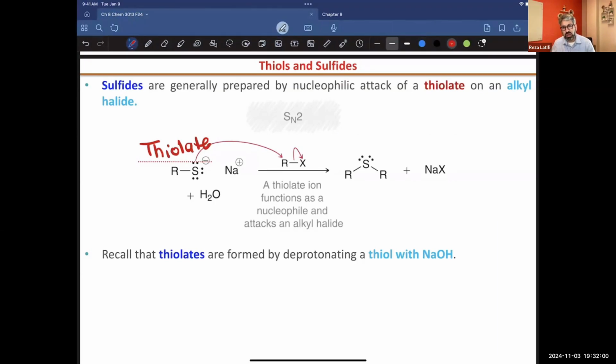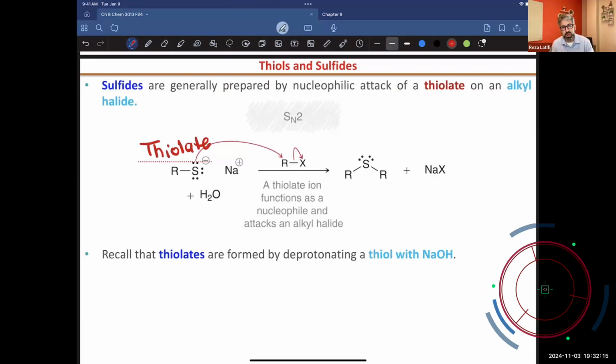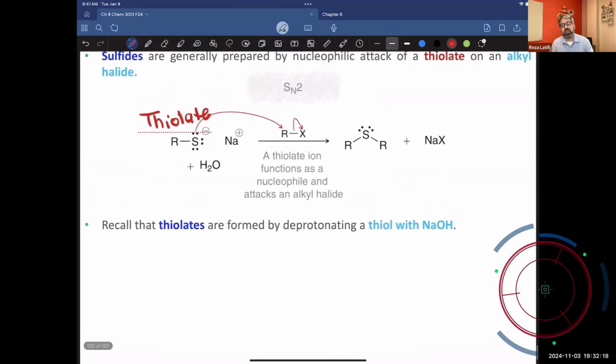Okay, so we get a sulfide plus a salt, and in this case it is going to be sodium with whatever the X is, if it's chloride or bromide, so it will be sodium chloride or sodium bromide. And this is going to be the end of this lecture, and thank you very much.